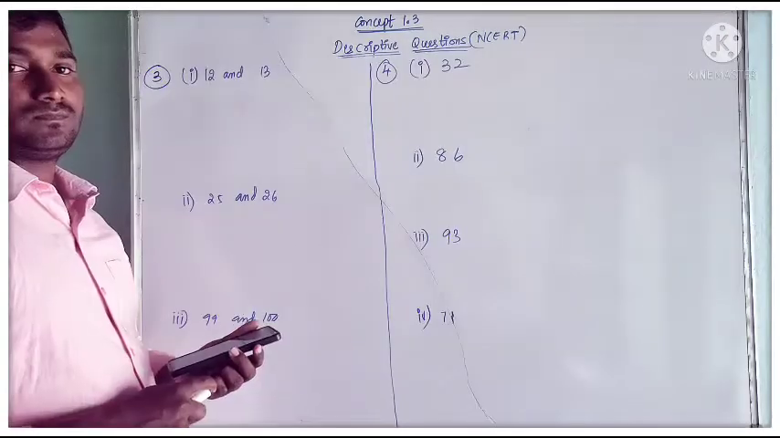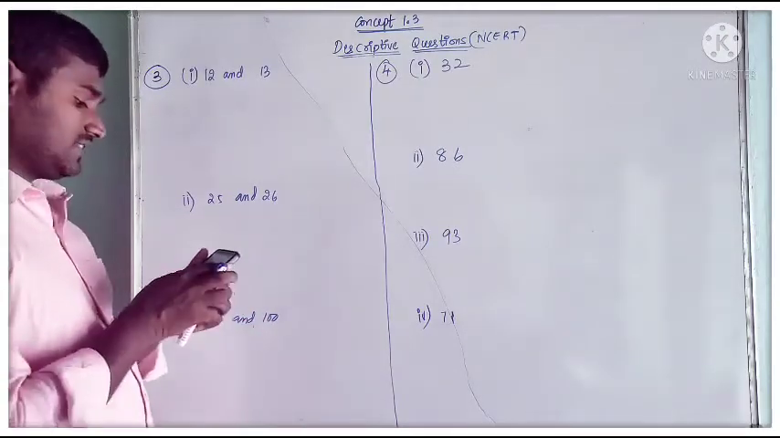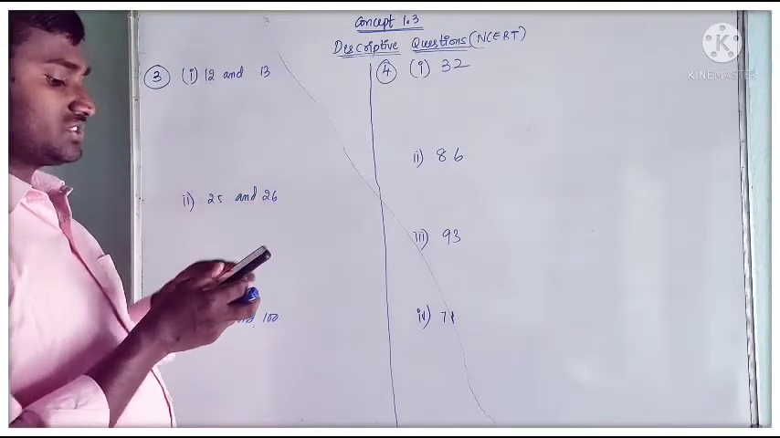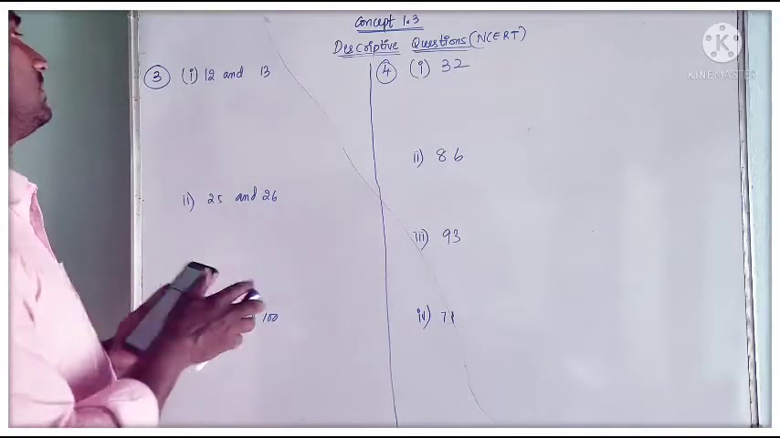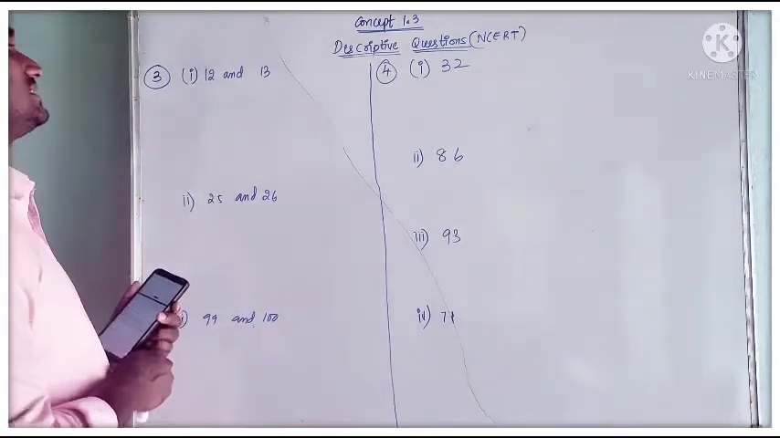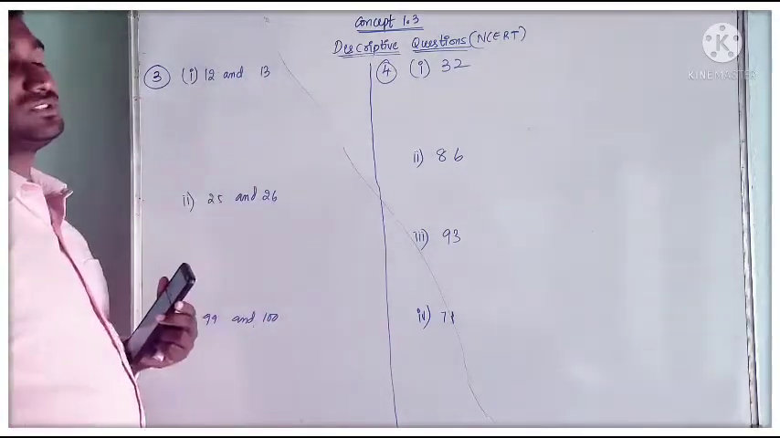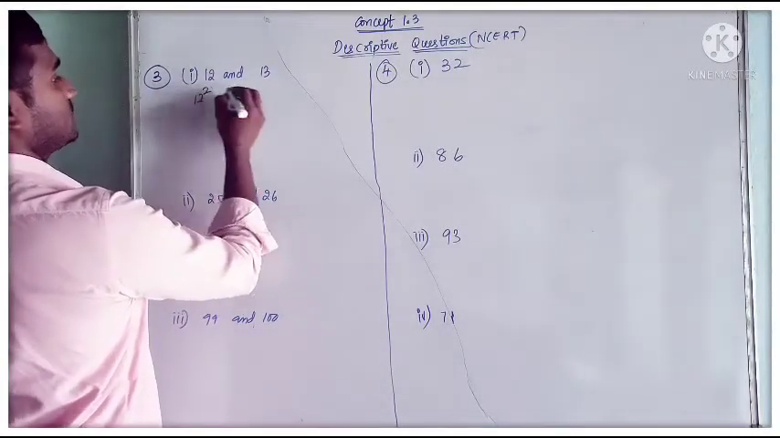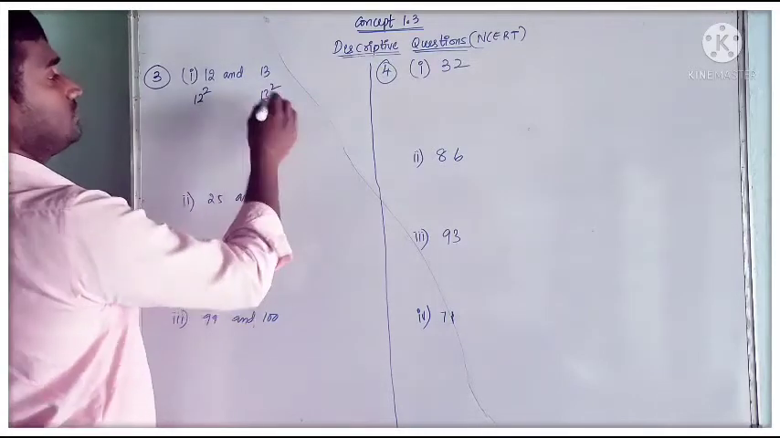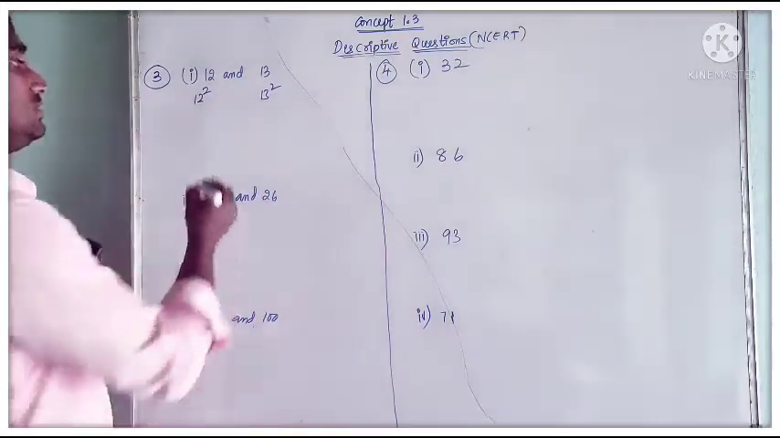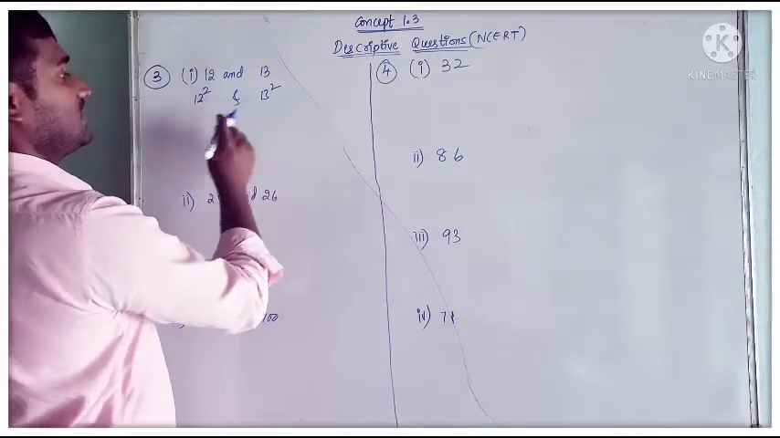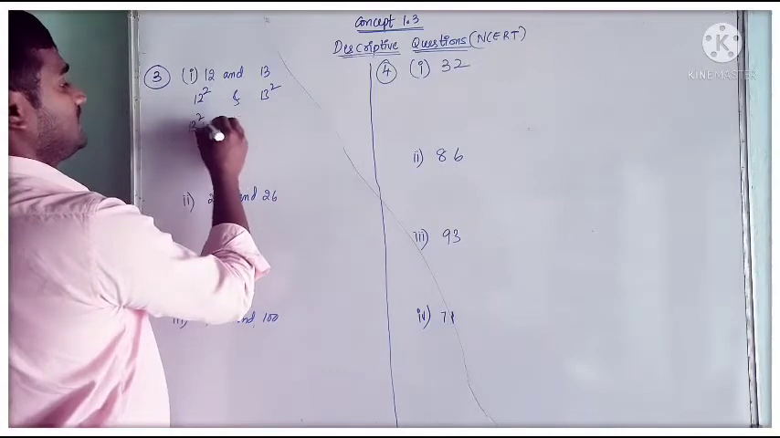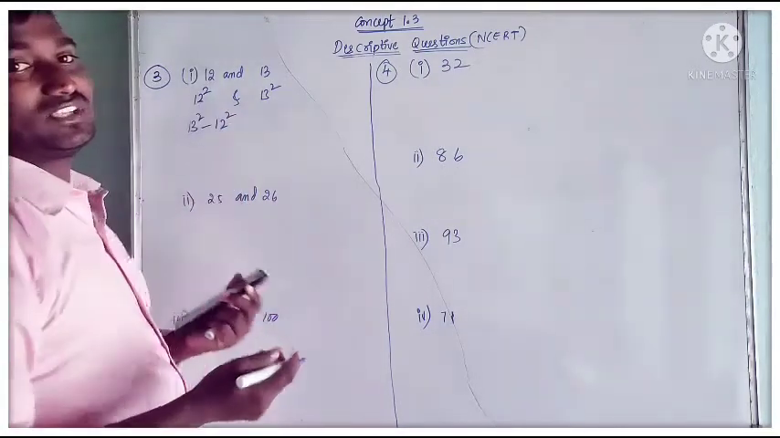Next, I am going to discuss the third question. They have given: how many numbers lie between the squares of the following numbers? So we need to find the squares of these two numbers. Square means 12 square, and this one means 13 square. Between these two, what numbers do we have? Just write the greatest number minus the smallest number, so this is 13 square minus 12 square. Between them, how many natural numbers do we have?